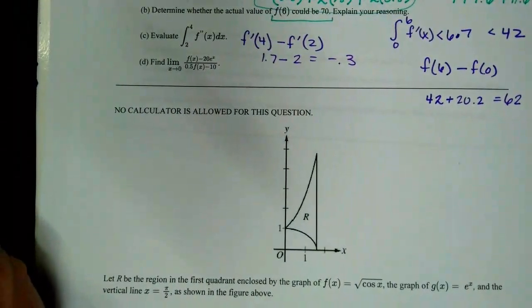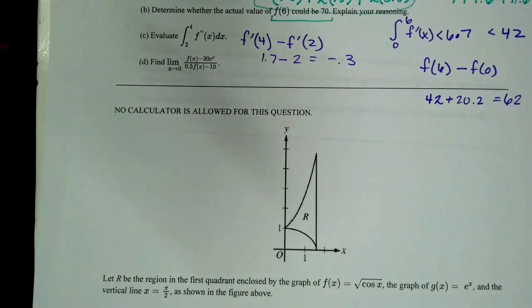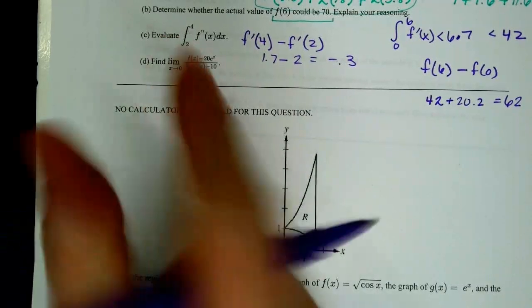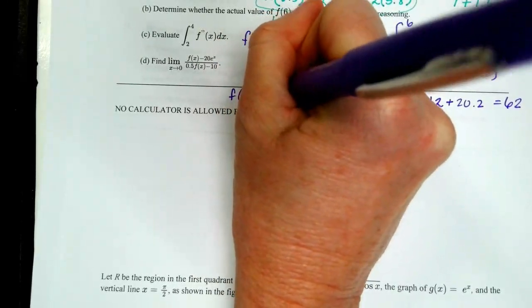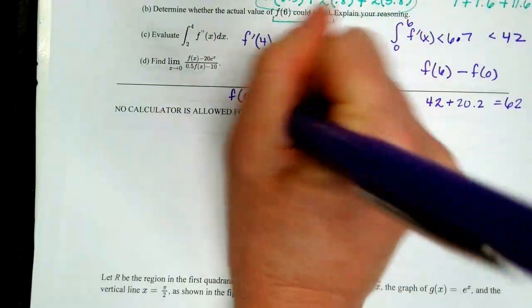I got that right. Several of you got it right. And then the last thing we have to do is find the limit as x goes to 0. Use direct substitution, so you just plug in. So f of 0 minus 20 e to the 0. What's e to the 0? 1. I put 60.